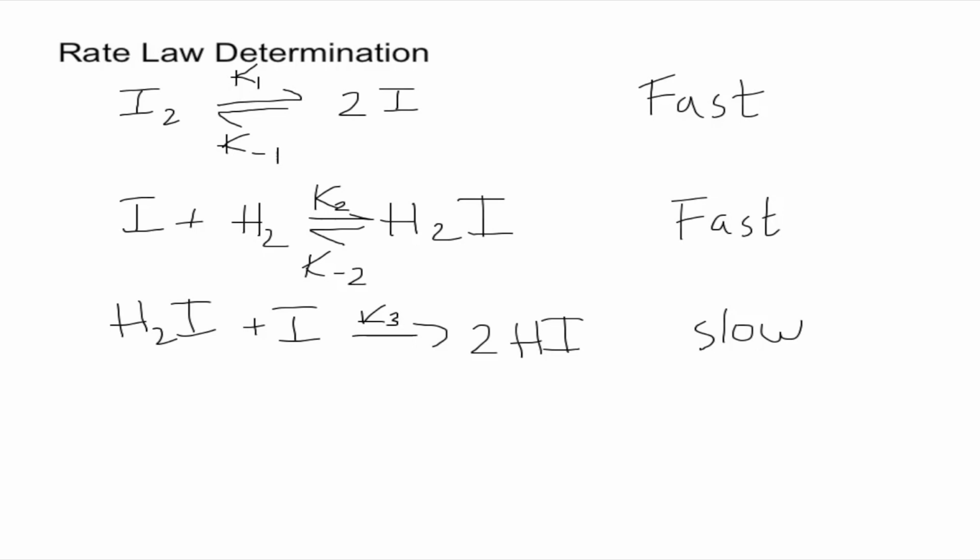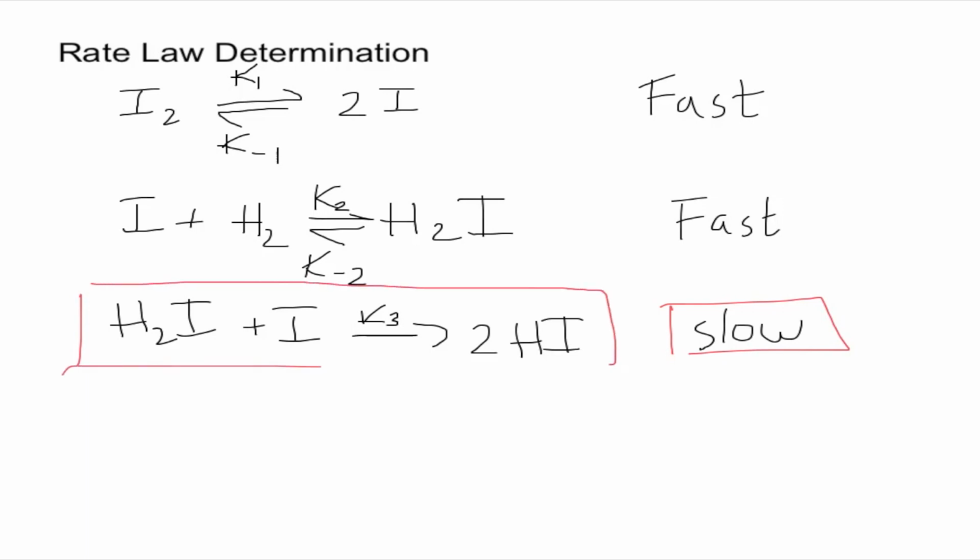The first step is to identify the rate determining step. The rate determining step is always the slowest step. So what we have right here is two fast and one slow. So this right here is the rate determining step. We're just going to write that as RDS.